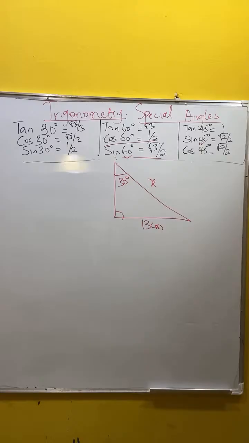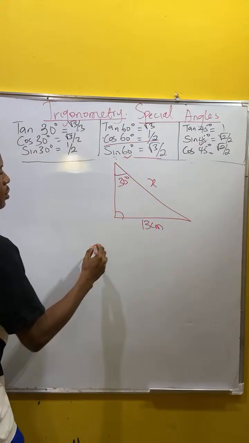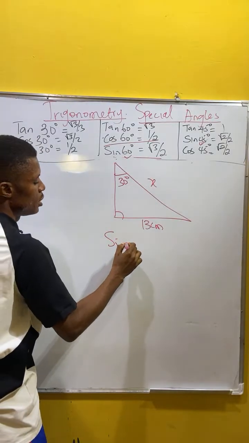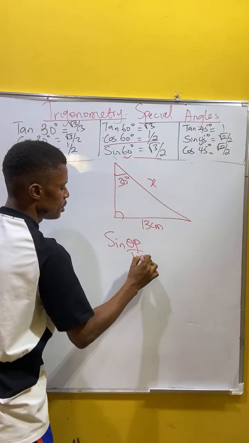Tan cannot solve it because we are not concerned with the adjacent. For you to use tan, it must involve the adjacent. So in the one on the screen now, we are not using tan. Rather, we are given the opposite and the angle, and we are told to find the hypotenuse. So all we have to do here is use what? Use sine, because sine is the ratio of opposite and hypotenuse.